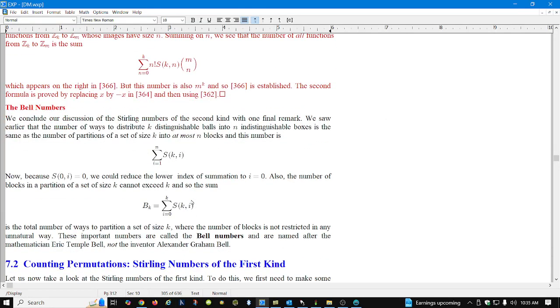Okay, that concludes our discussion of Stirling numbers of the second kind and their relation to partitions. Thanks for hanging in, and I hope to see you in the next video where we'll talk about Stirling numbers of the first kind.